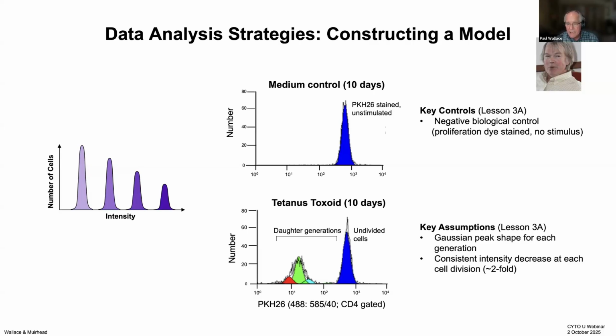Next, the assumption that the mean intensity decreases approximately twofold with each division is used to estimate the location of each daughter generation in the stimulated sample. The dye negative control is then used to define where highly divided cells begin to overlap with unstained cell autofluorescence, and daughter generations can no longer be modeled.